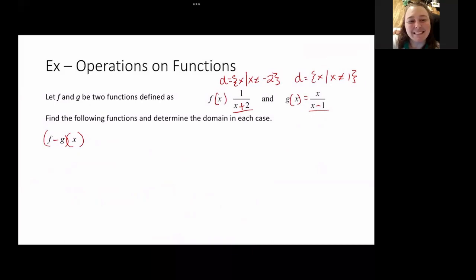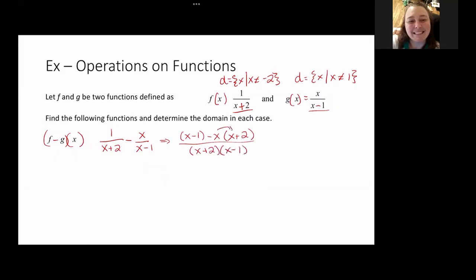Now let's subtract them. So I've got 1 over x plus 2 minus x over x minus 1. Let's subtract those two functions and see what we get. Let's do the cross multiply. So we have x minus 1 minus x times x plus 2, over x plus 2, x minus 1.